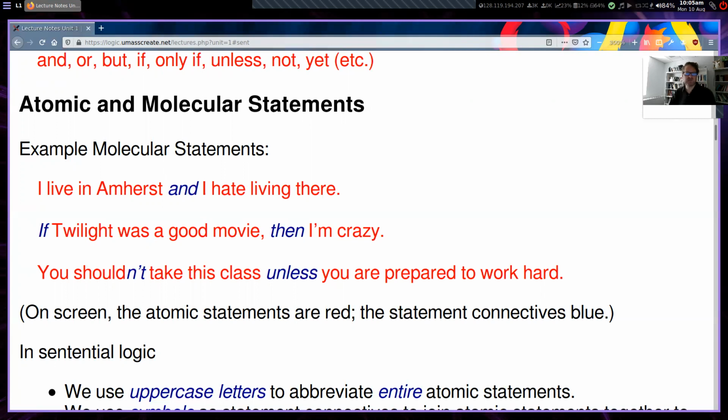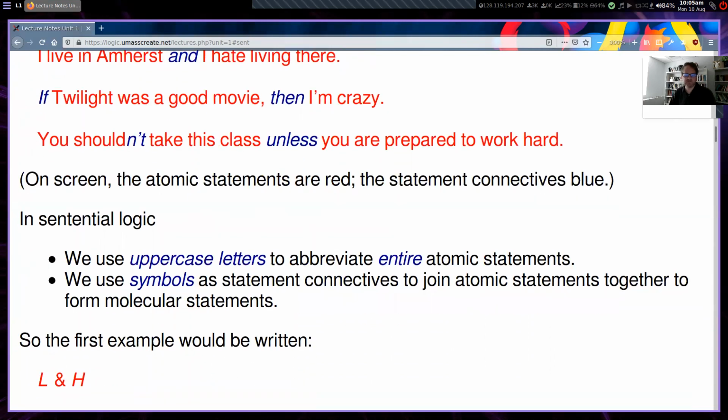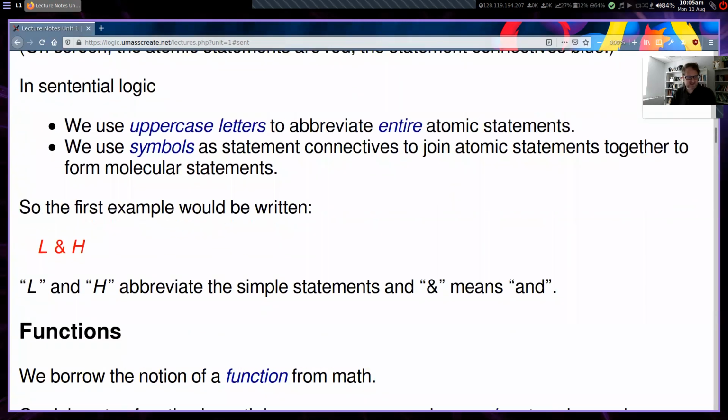So in our symbolic logic, what we're going to do is use uppercase letters to represent atomic statements. And we're going to use the symbols that we learned to represent the statement connectives, which we use to join together the atomic statements to make the molecular statements. So if we take I live in Amherst and we represent it with L, and I hate living there as H, we might write L ampersand H. So this and sign is called an ampersand. L ampersand H represents the molecular statement I live in Amherst and I hate living there. So L for the one atomic statement, H for the other one, and the ampersand for and.